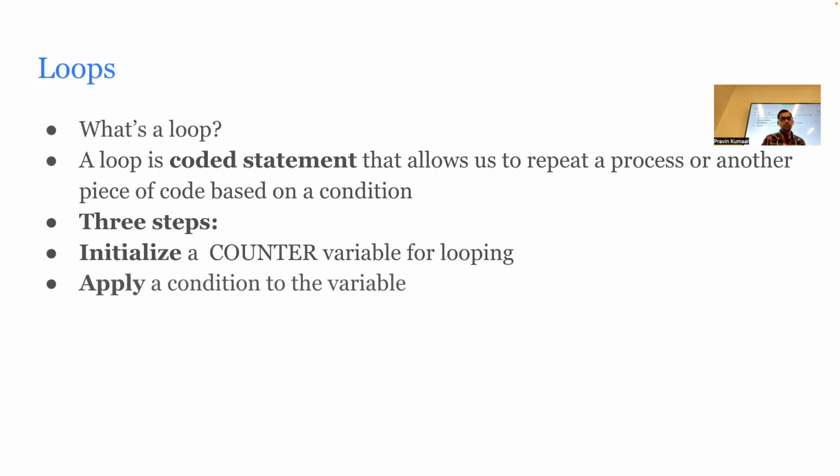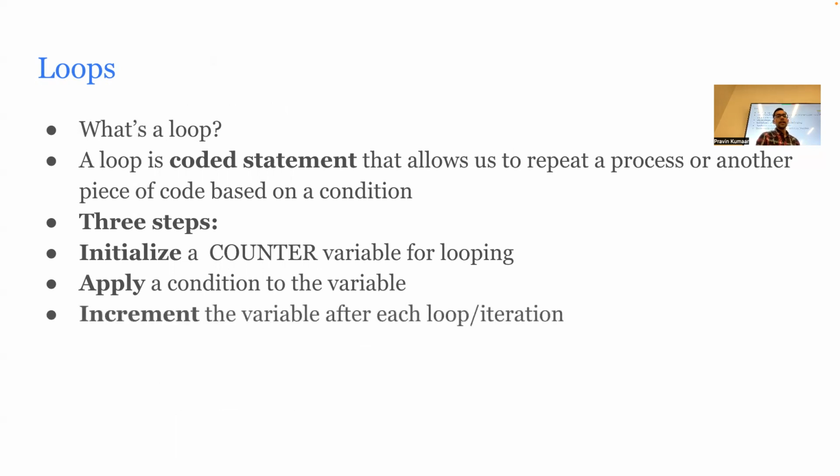So yeah, you use a loop when you want to repeat a process a certain number of times based on a certain condition. There are three steps. Initializing a counter variable for looping. Again, I hope this is clear by now, which is var equal to 0. You don't have to use var, you can use let, but whatever works for you. Apply a condition to the variable, which is the condition that gets checked every time before you go into that piece of code. And you increment it after doing the piece of code that's within those brackets. Basically three major steps, and you have to follow these steps.